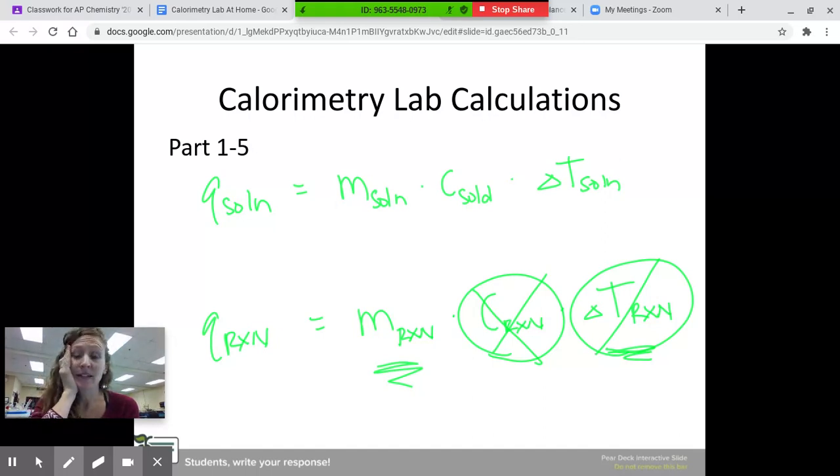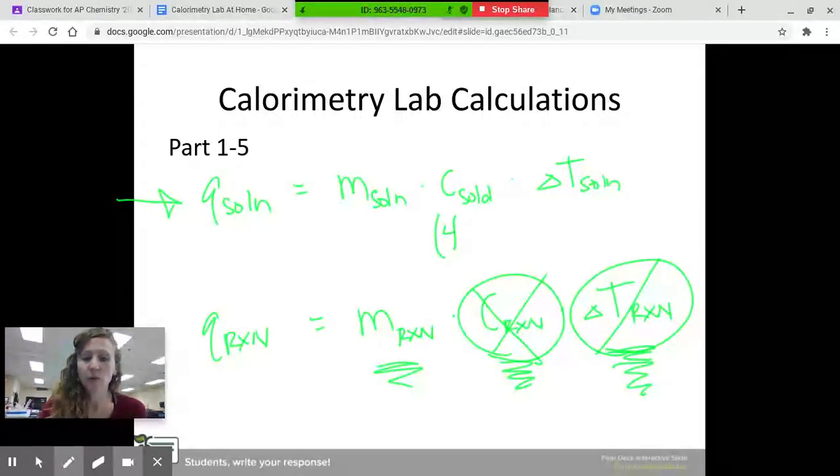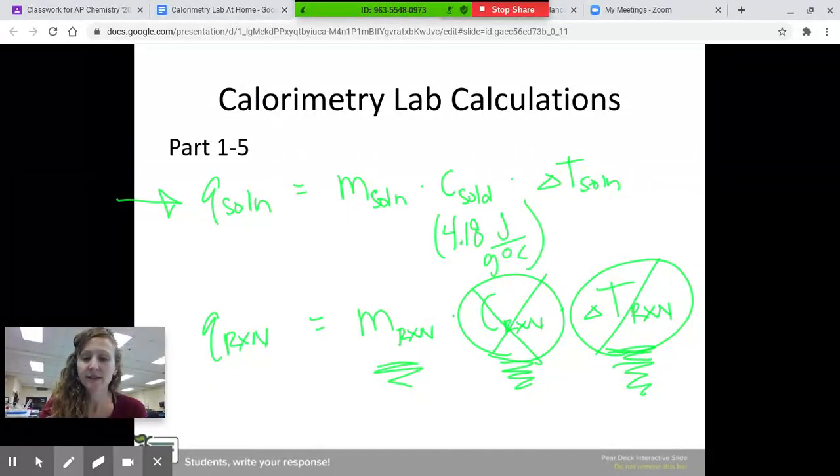Sorry. I'm talking about the neutralization one, but this is the salt one with lithium chloride. Okay, but it's the same thing. We really don't have a C of lithium chloride. We also don't have a temperature change of lithium chloride. So we need to calculate Q of the solution. So let's go ahead and do that. Mass of the solution, C of the solution, which is going to be 4.18 joules per gram degrees Celsius, because we're assuming it's the same as water, times the temperature change of the solution.